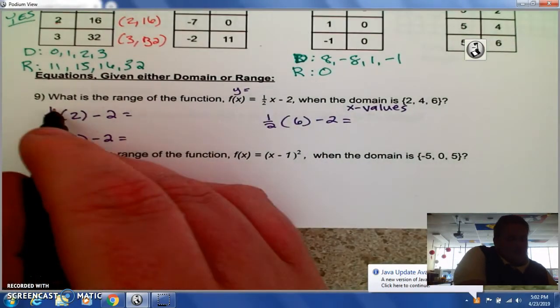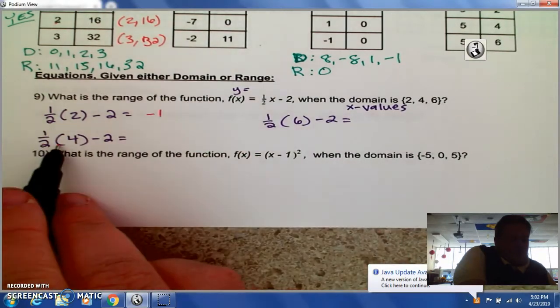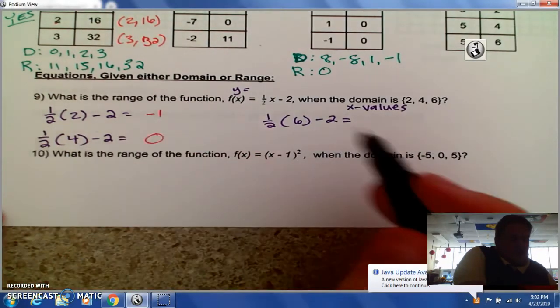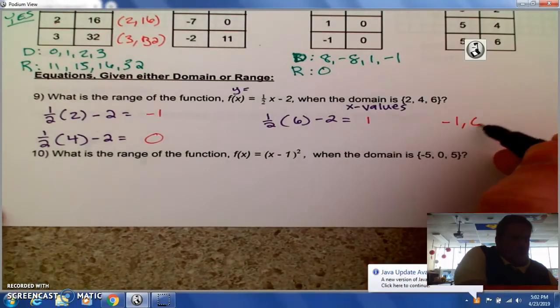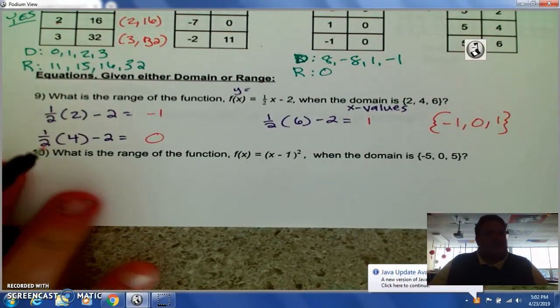So that's 1 minus 2, so negative 1. 2 minus 2, that's 0. 3 minus 2 is 1. So negative 1, 0, and 1. That's your range when given that domain. Number 10.